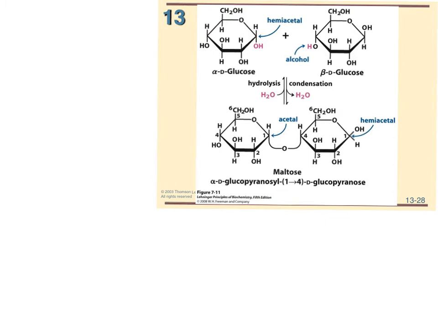The reverse can also happen. If you remember from organic chemistry, the acetal formation is completely reversible, which is good because in vivo we need it. We need to be able to store sugars and also break them down. So this is actually the common sugar maltose. Maltose is a disaccharide.